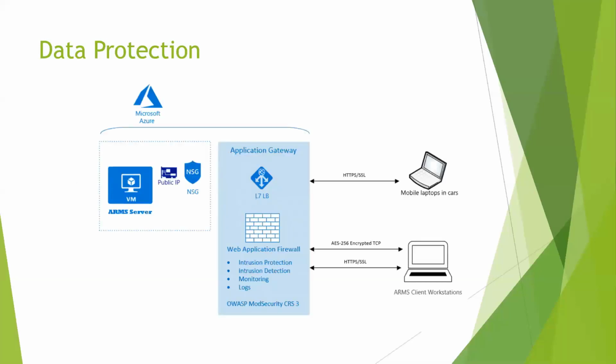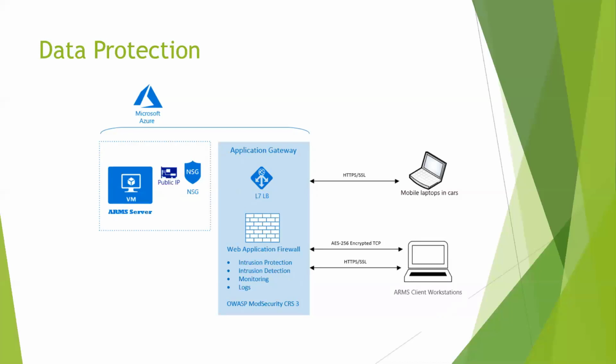And just looking at a diagram of this data protection, you see a laptop as an example of use of ARMS from a car, or a workstation use inside of the office. The workstation is using AES 256-bit encrypted TCP traffic, as well as HTTPS if you're using the browser version of ARMS from that workstation. The laptop in the car, or your smartphone, or your tablet, or your home computer, etc., would be using the same HTTPS traffic.